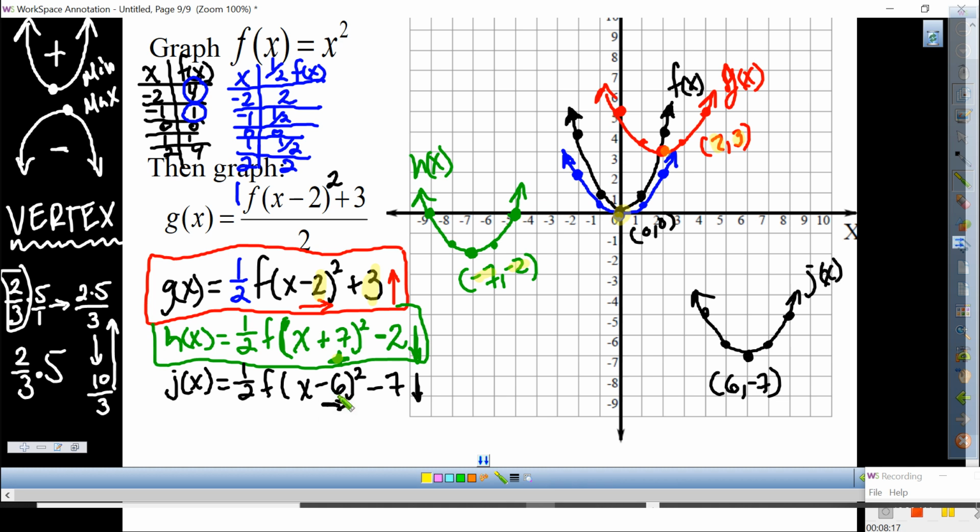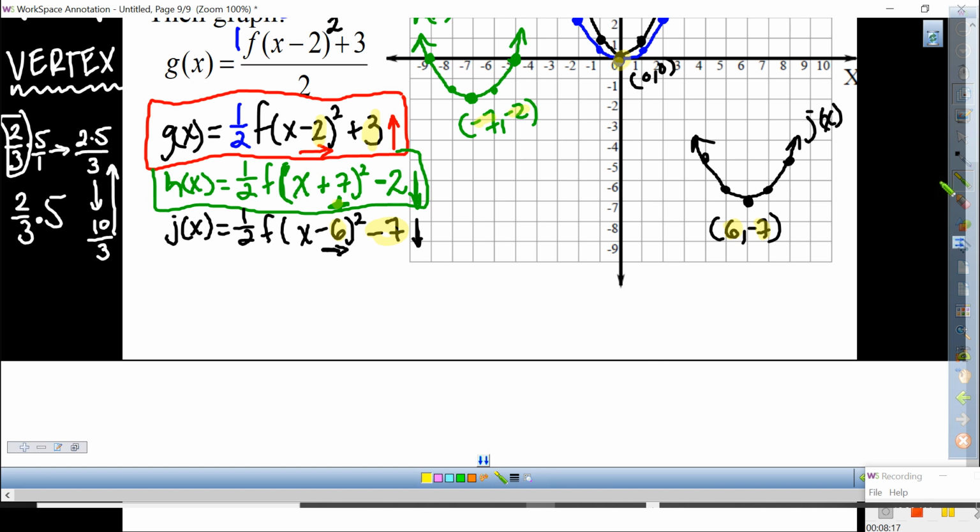Look at this last one. 6 steps to the right, that means it's a +6. And 7 steps down, that means that's -7. That is correct. So let's close this idea right now.